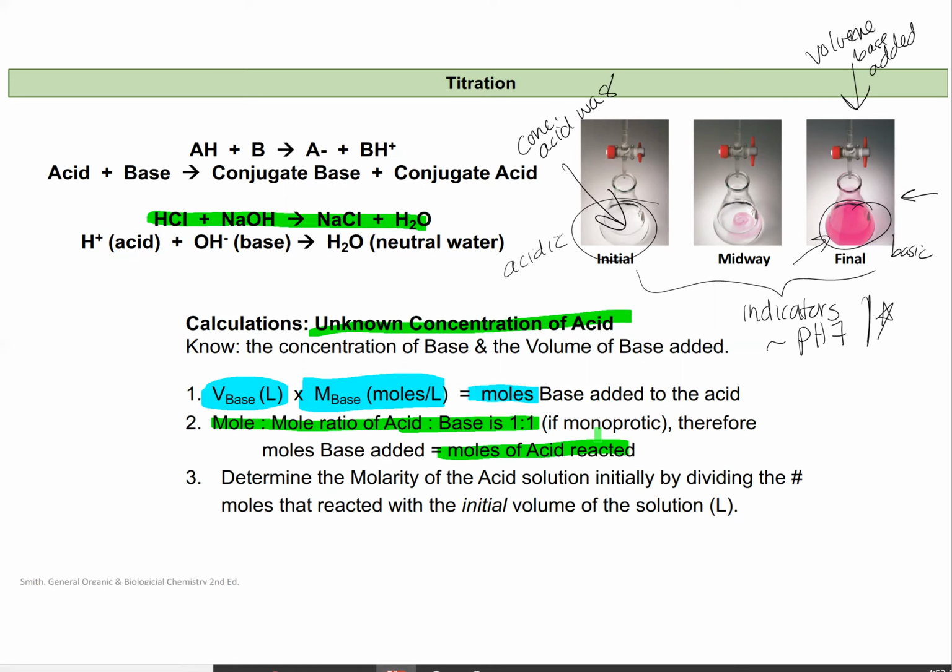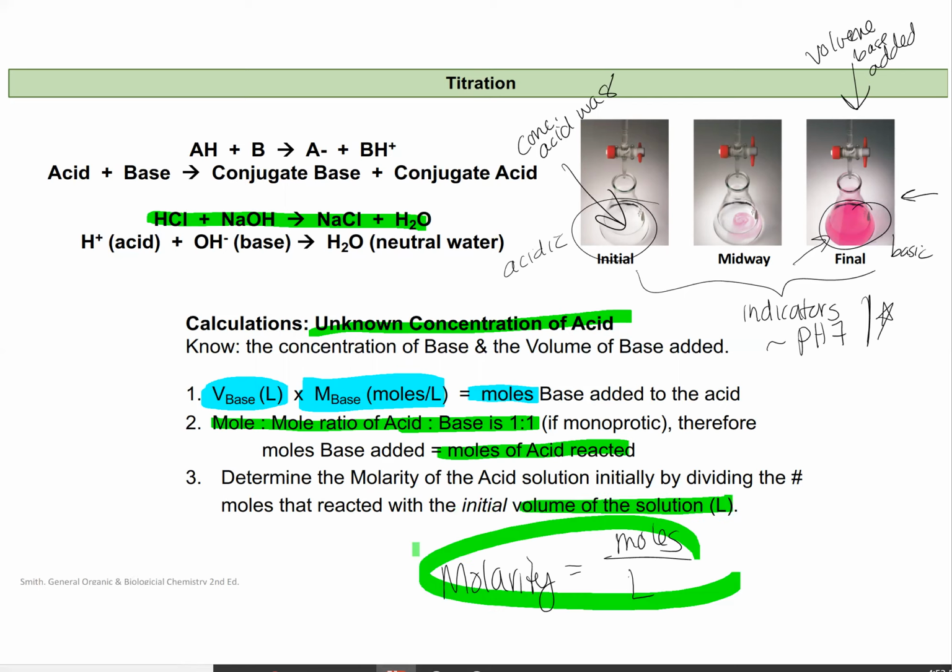Now, this is the powerful piece of this, that it helps us calculate that concentration, because the molarity of our acid is going to be equal to the moles divided by the liters, so the volume. So if I combine this moles of acid with a knowledge of the volume of my acidic solution, I can calculate the molarity.